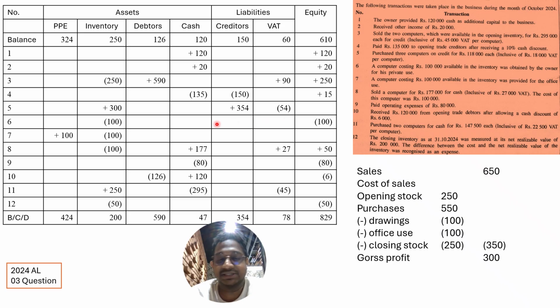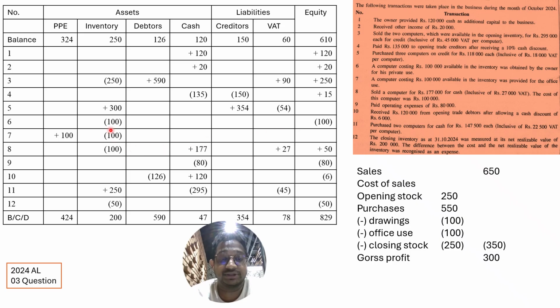But the creditors should increase by the total with VAT, 354. Sixth one, a computer costing 100 available in the inventory was obtained by the owner for his personal use. So inventory should minus and then equity also should minus. Seventh one, a computer costing 100,000 available in the inventory was provided for the office use.